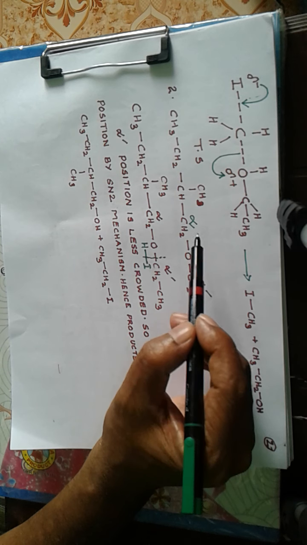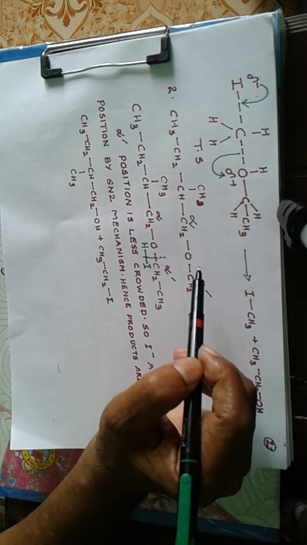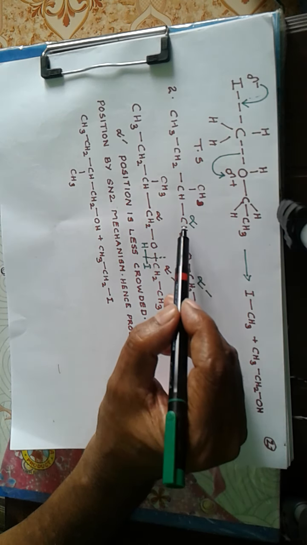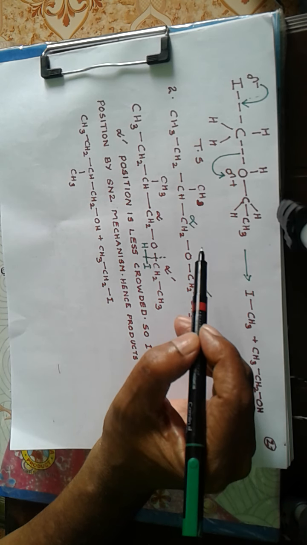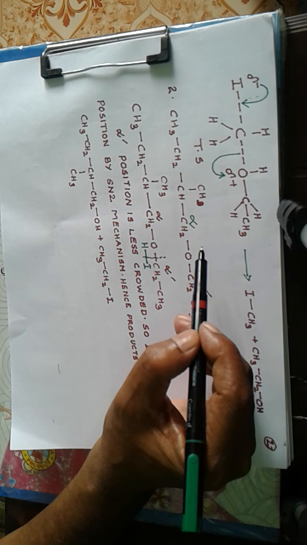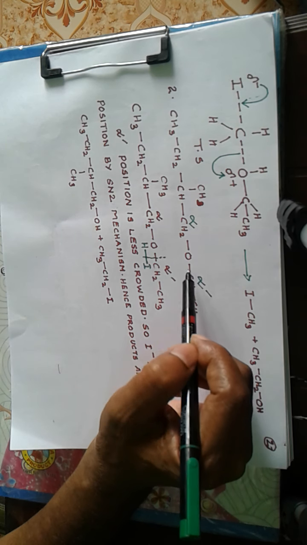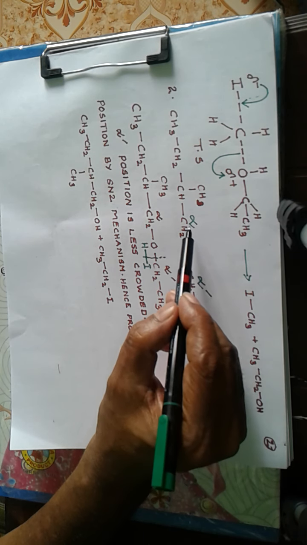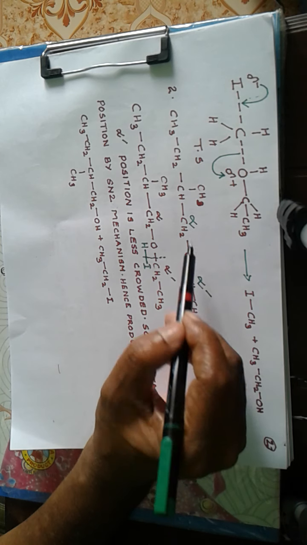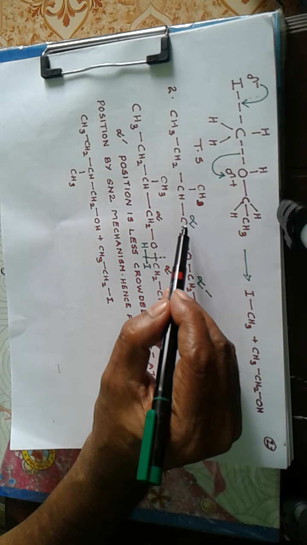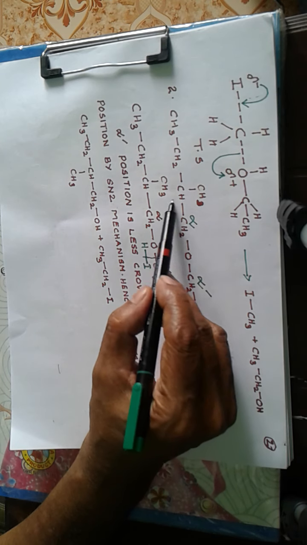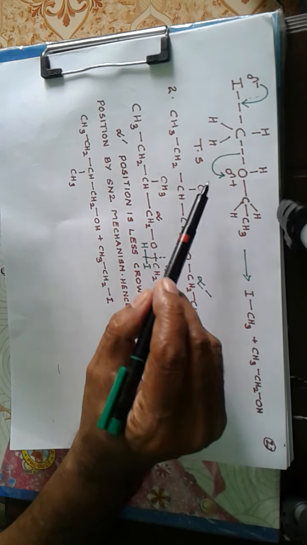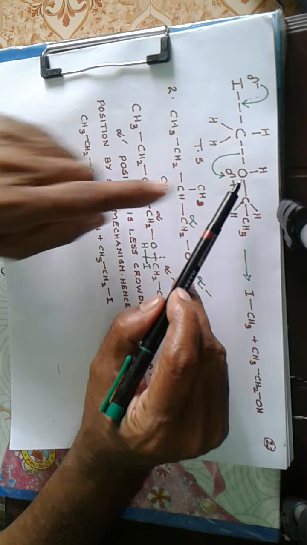Now let us look at the alpha carbons in this example. Both these carbons are primary carbons, so there is no chance for SN1 reaction, there is only chance for SN2 reaction. There are two alpha positions, alpha and alpha dash, because this alpha carbon is connected to a very bulky group. This as a whole is acting as a bulky group.